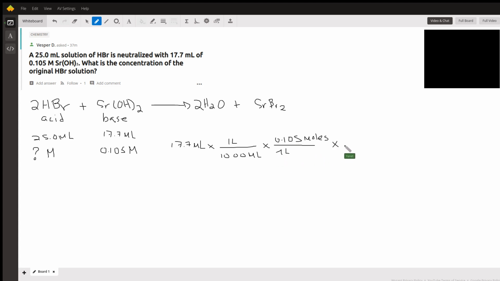At this point, we have moles of strontium hydroxide, so we can do the stoichiometric relationship between the base and the acid. We look at the balanced chemical equation where we have a 1 in front of the base and a 2 in front of the acid. So we have 1 mole of strontium hydroxide that is going to react with 2 moles of the acid, so 2 moles of HBr, or hydrobromic acid. At this point, we can find the moles of hydrobromic acid.